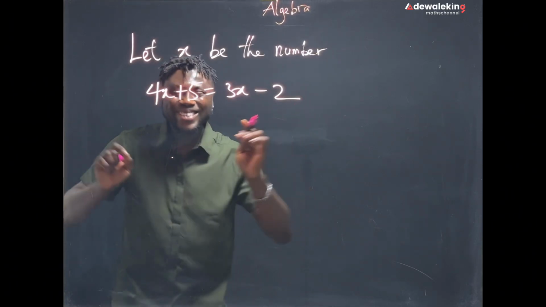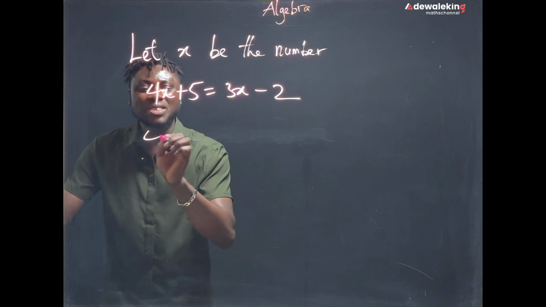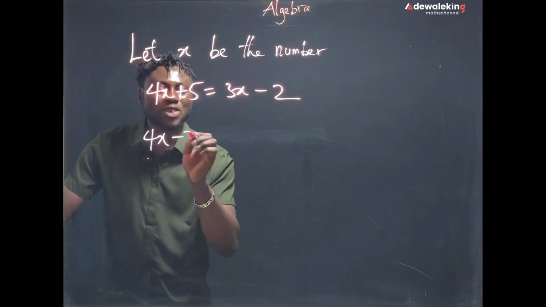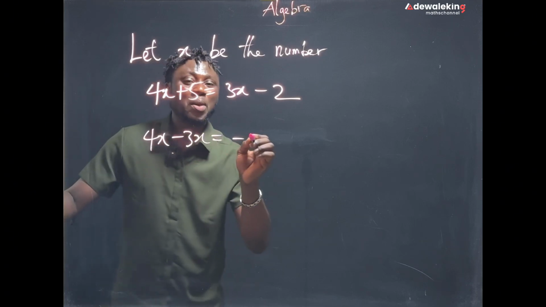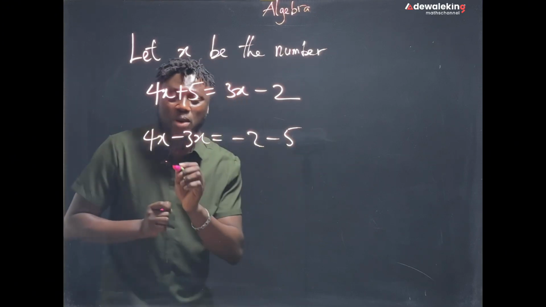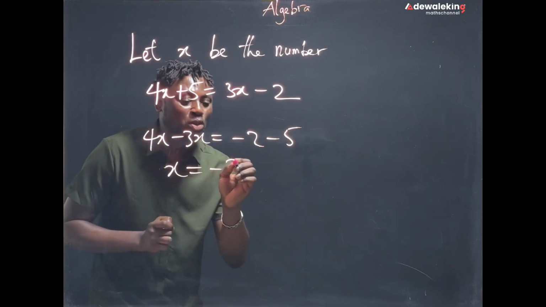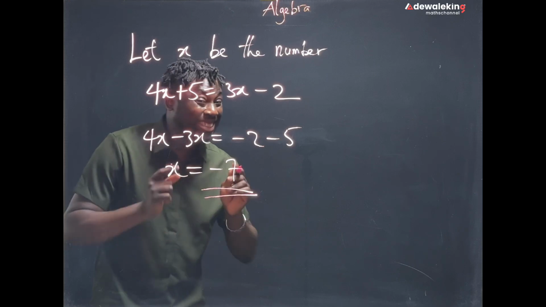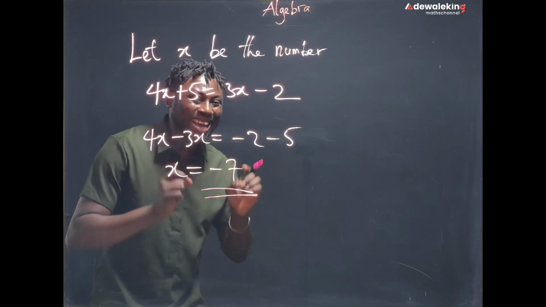So from here, the equation becomes 4x - 3x = -2 - 5. So from here, we have x = -7, and that will be the answer.